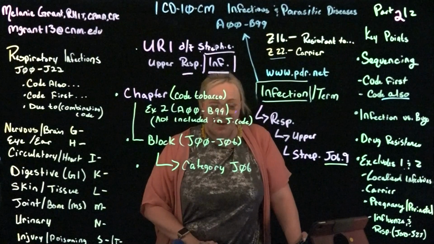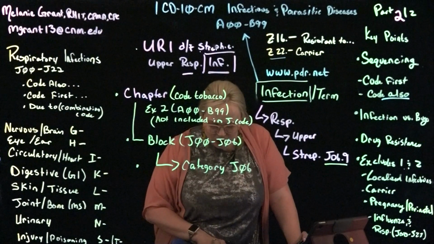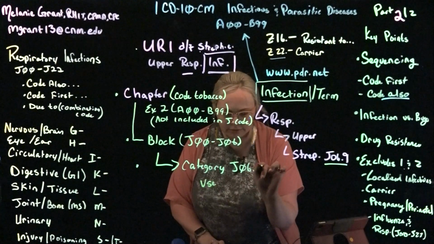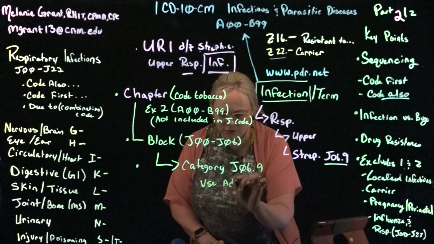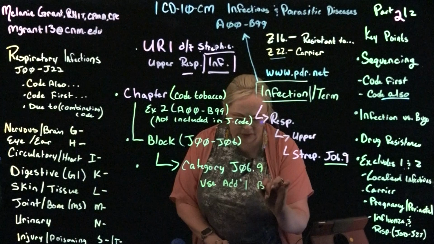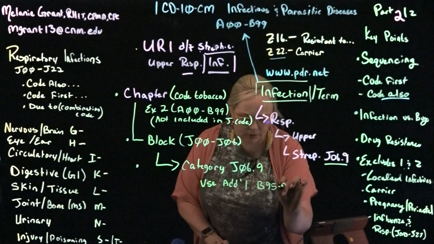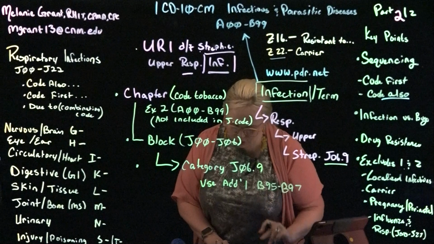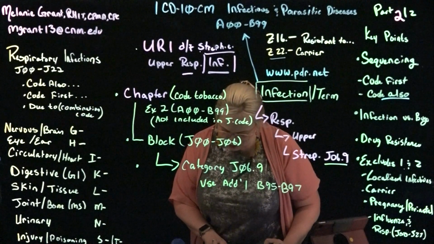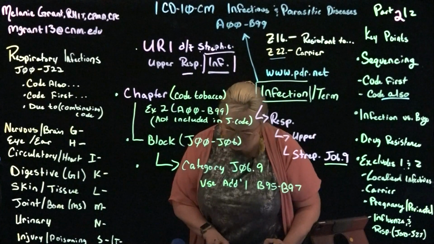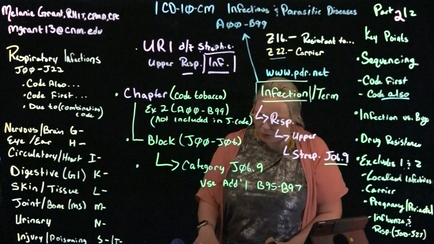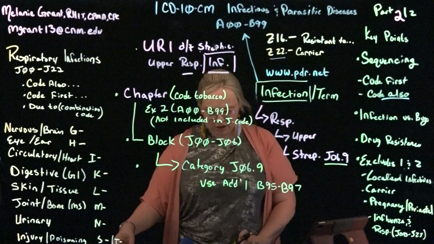And then we have, at the end of all of that, use additional code. Okay, so we have use additional B95 through B97 to identify the infectious agent if known, such as respiratory syncytial virus or RSV, and it gives the code B97.4. At this point, this is the easiest and best way to code for this.